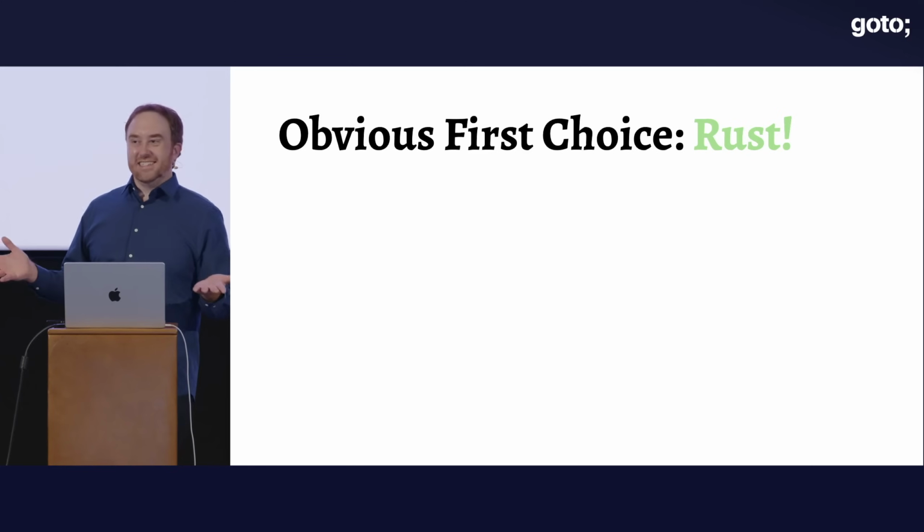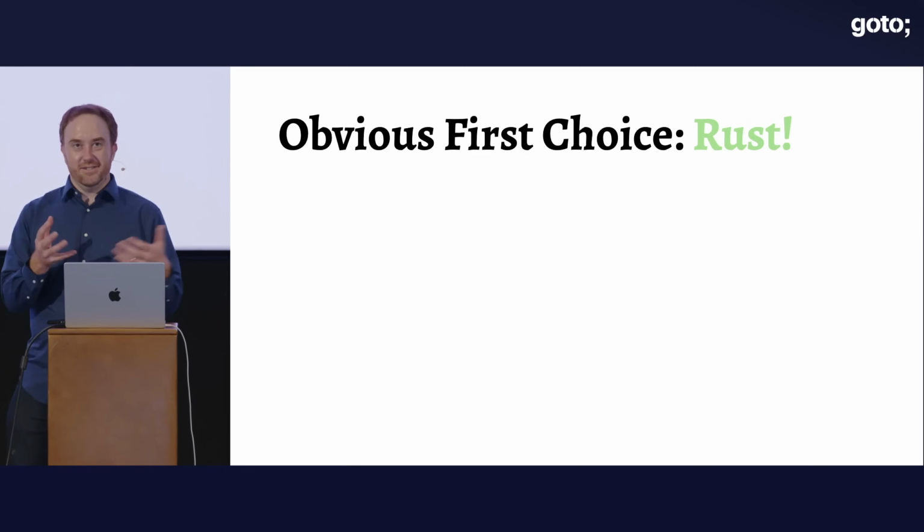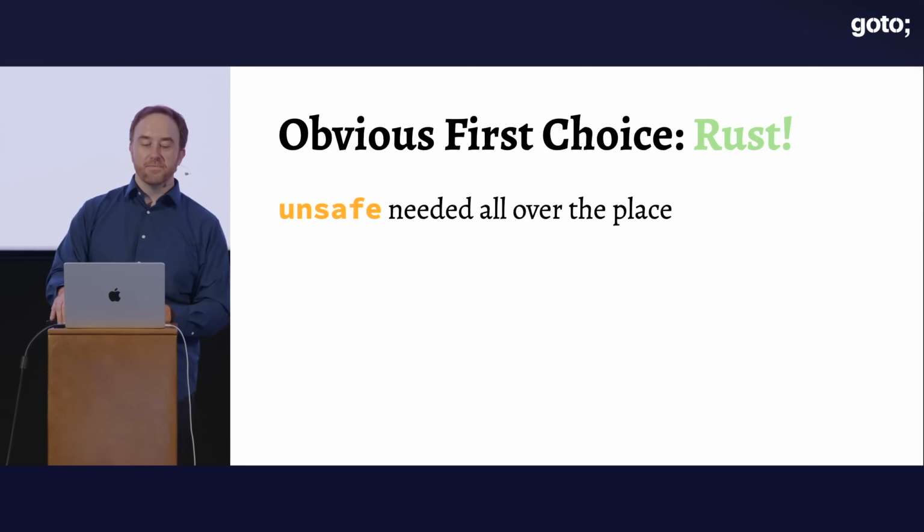So the obvious first choice for this is, well, let's use Rust because we're already using Rust for the compiler. Why would we want to introduce a new language if we didn't have to? Let's just use Rust as our higher level language for the built-ins.